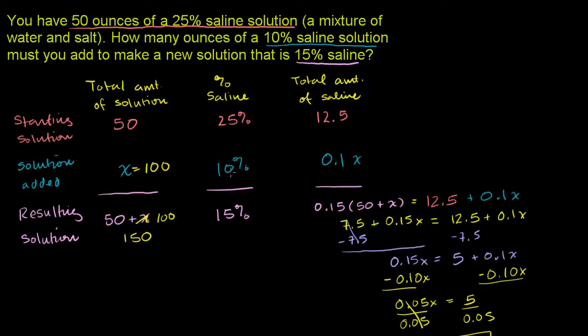So if you add 100, 10% of that, we actually added 10 ounces. So you have 12.5 plus 10 ounces is 22.5 ounces of saline in a solution of 150 ounces, which will be 15%. And we're done.